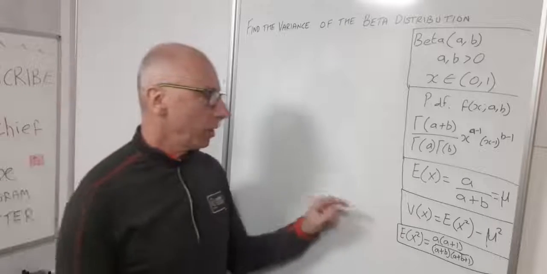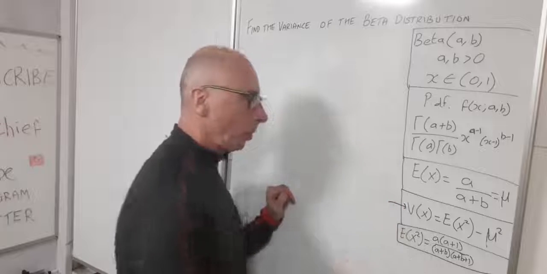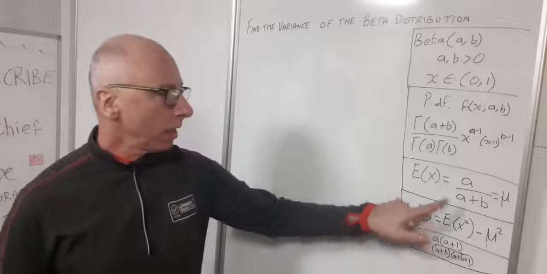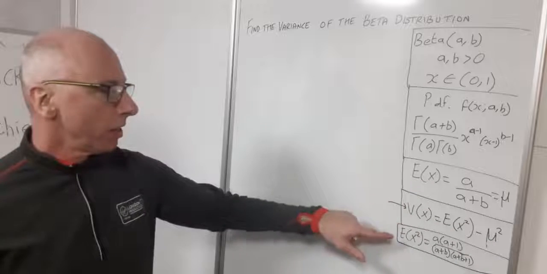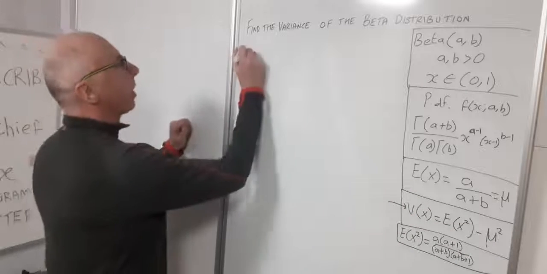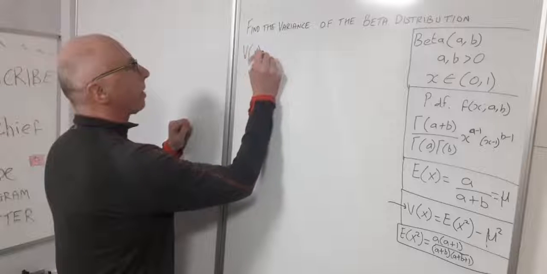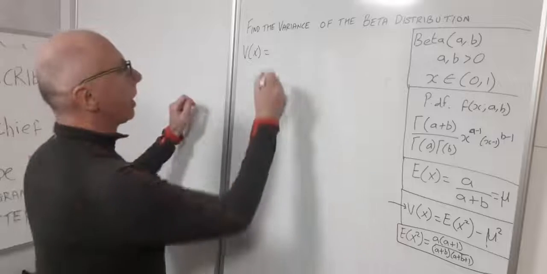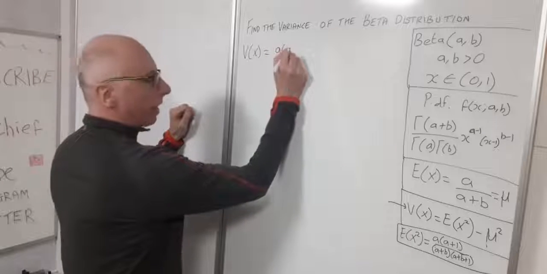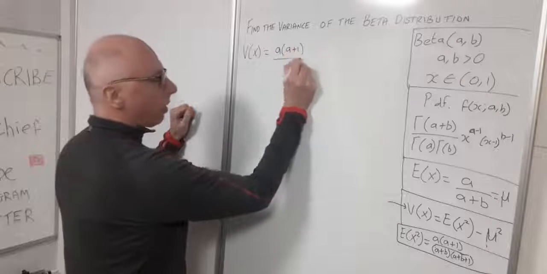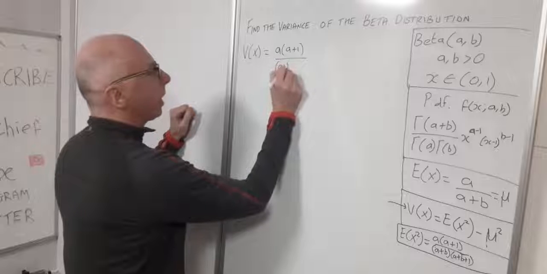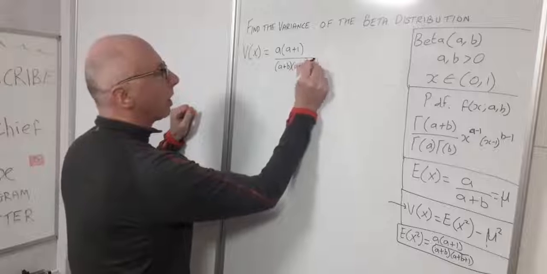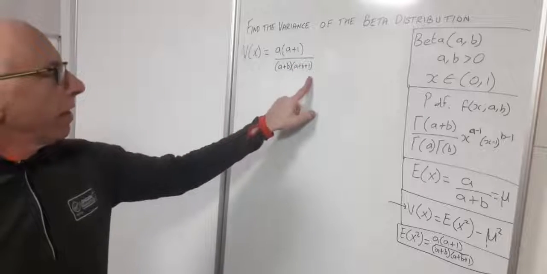Okay, so now we're into this one here. This is important. We've calculated our E of X squared, and we know what our mean is, i.e. our E of X. So now we need to set this one up. The variance V of X equals E of X squared, which we've calculated, which is a plus 1 over a plus b times a plus b plus 1. Okay, so that takes care of that.